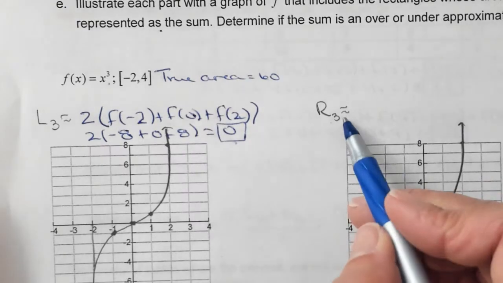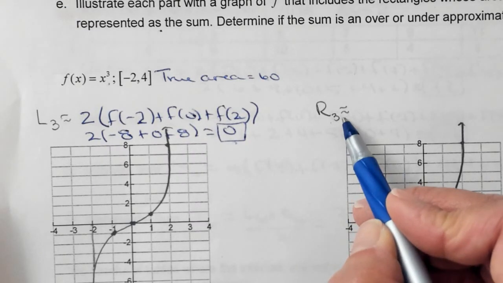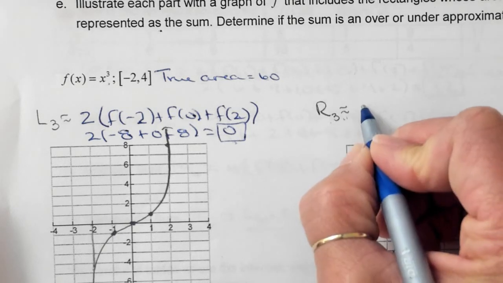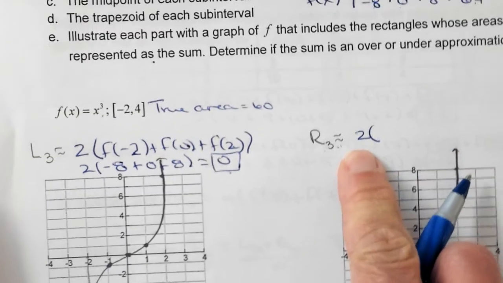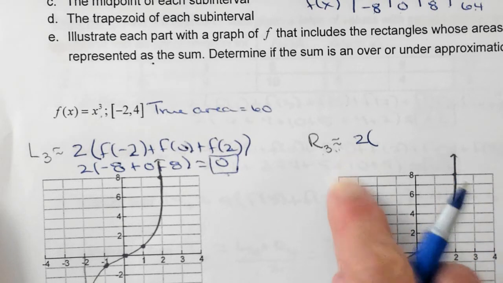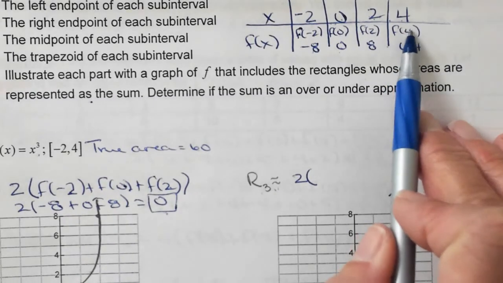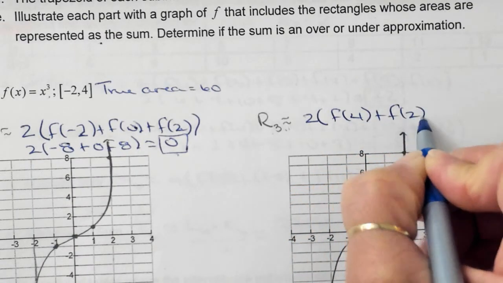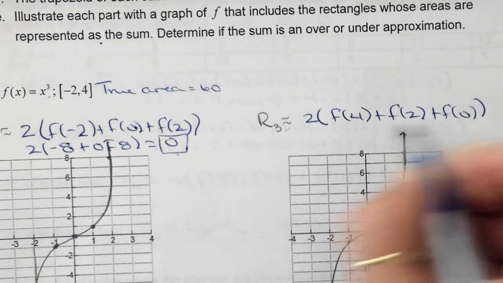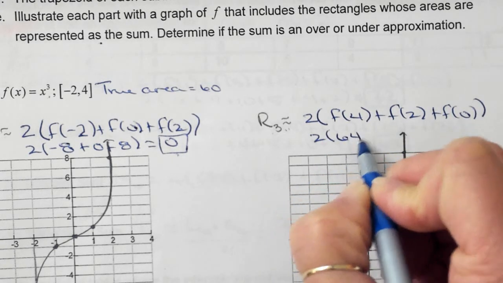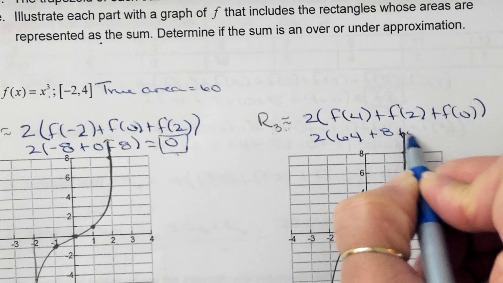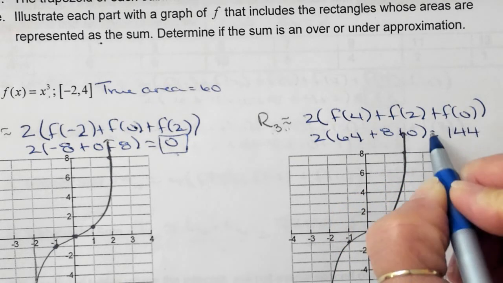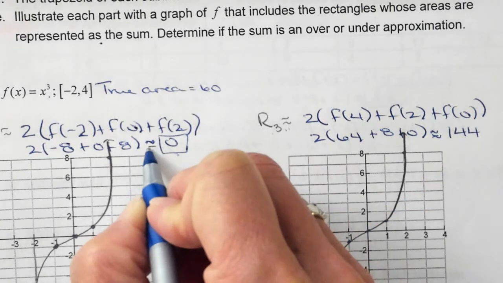You cannot assume that the right endpoint area is going to be the same, so we need to conduct our calculation. So this is 2 times, because this represents delta x, and now we are going to be moving from the right. So we're starting over here. This is f of 4 plus f of 2 plus f of 0. So this is 2 times 64 plus 8 plus 0. So we have a total area of 144. Again, this is an approximation.